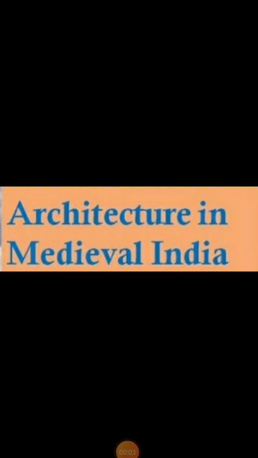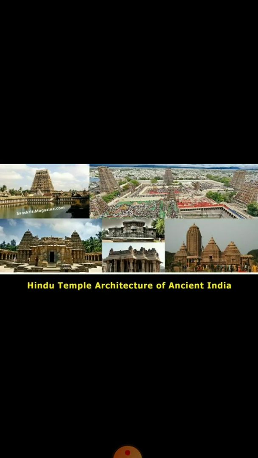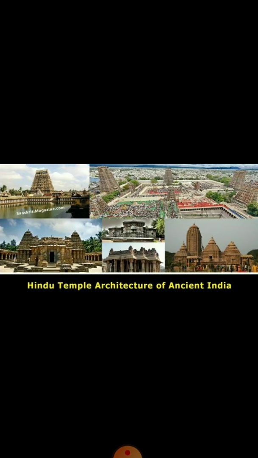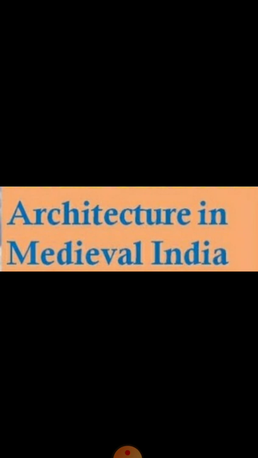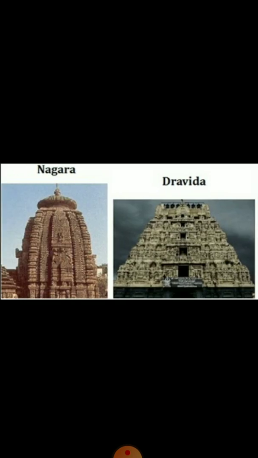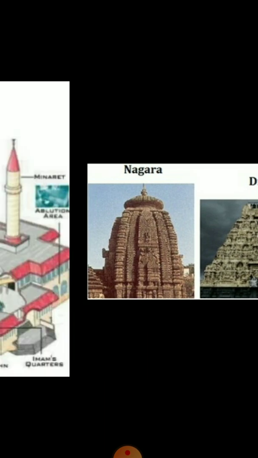My aim is to make you all able to describe the architectural features of temples, mosques and water tanks built by the rulers in medieval India. We see temples of the Nagara and Dravidian style.